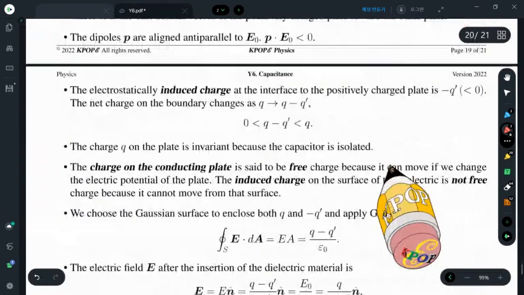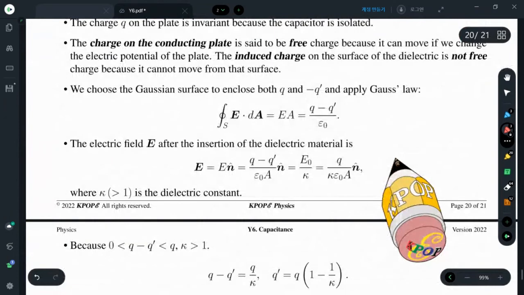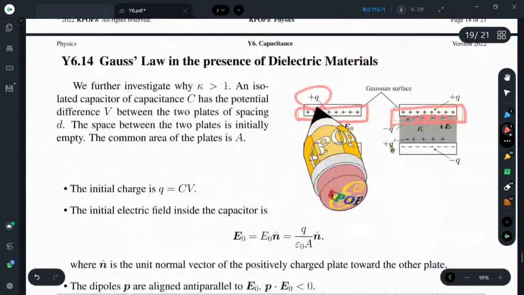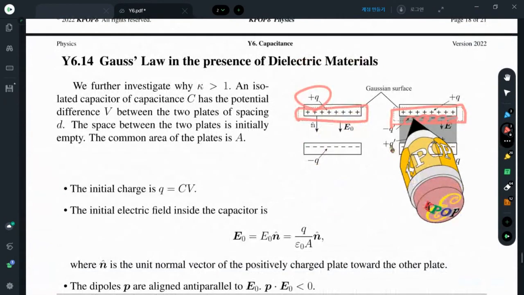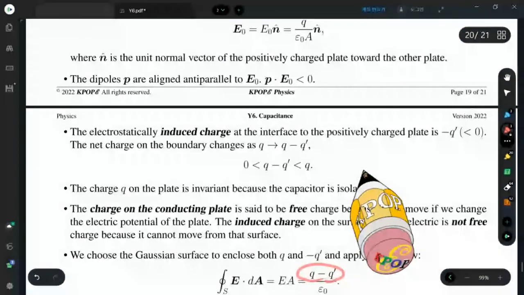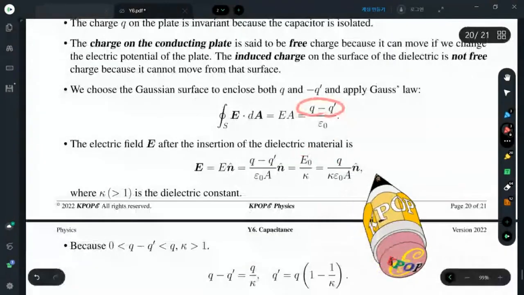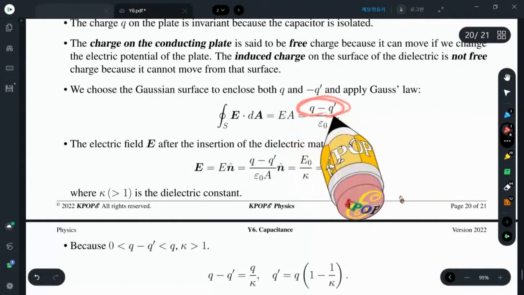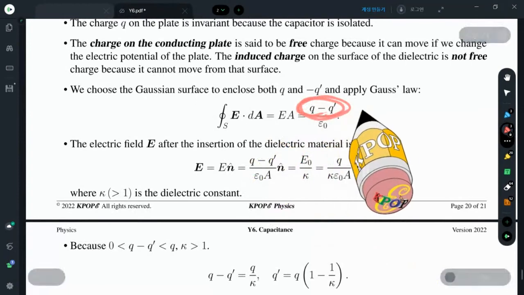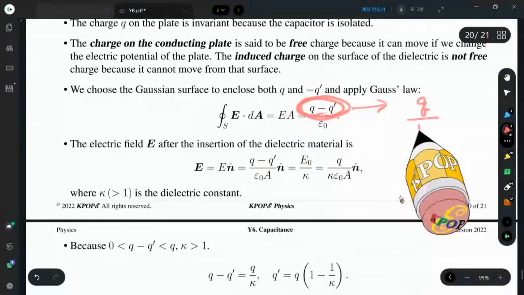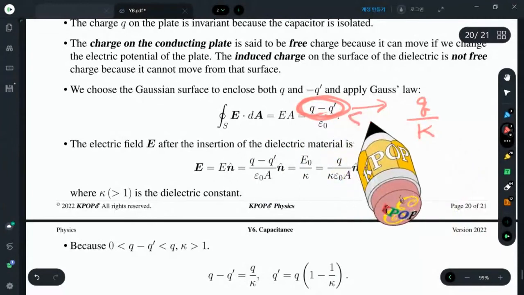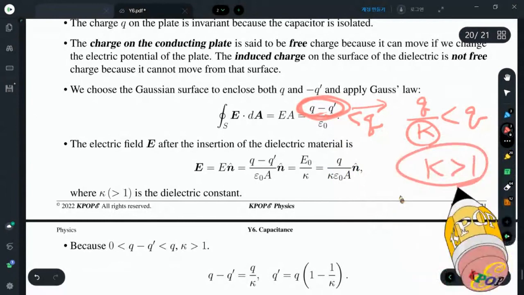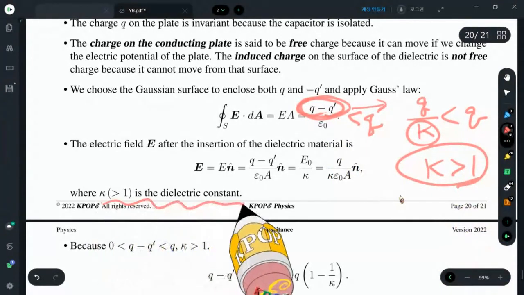This is a cancellation. Q is the original charge, and Q prime is the induced charge due to the alignment of dipoles. That is called dielectric. This one is smaller than Q. That means we can replace this one with Q over kappa, and this is smaller than Q. That means kappa is greater than 1. We say it is the dielectric constant.